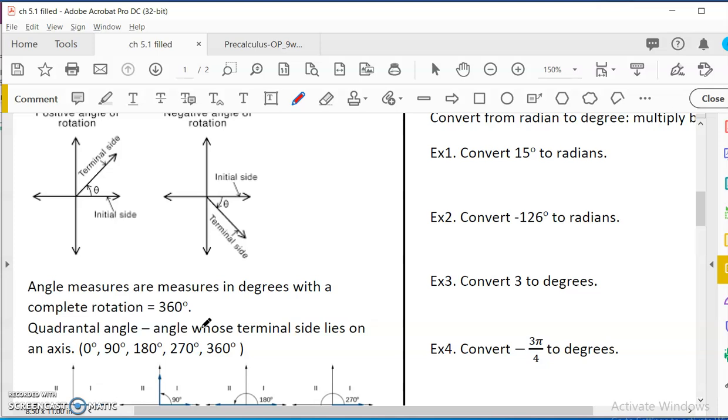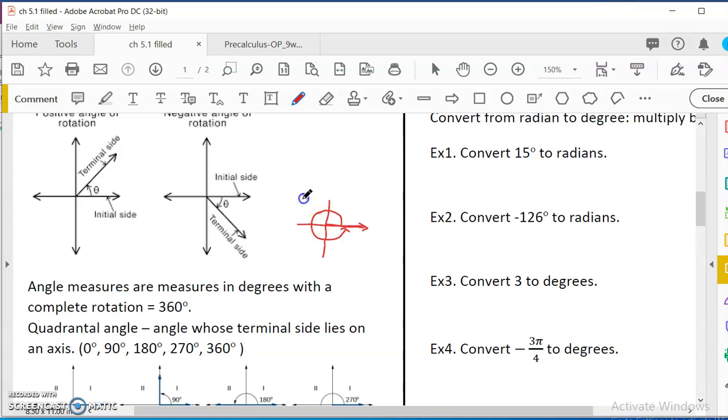Everybody knows the common way to measure an angle is degrees. That is the unit, and one complete rotation is 360 degrees. So if I draw 360, I will start with the initial side like this. And then I will draw my positive direction, going counterclockwise, and go back here.